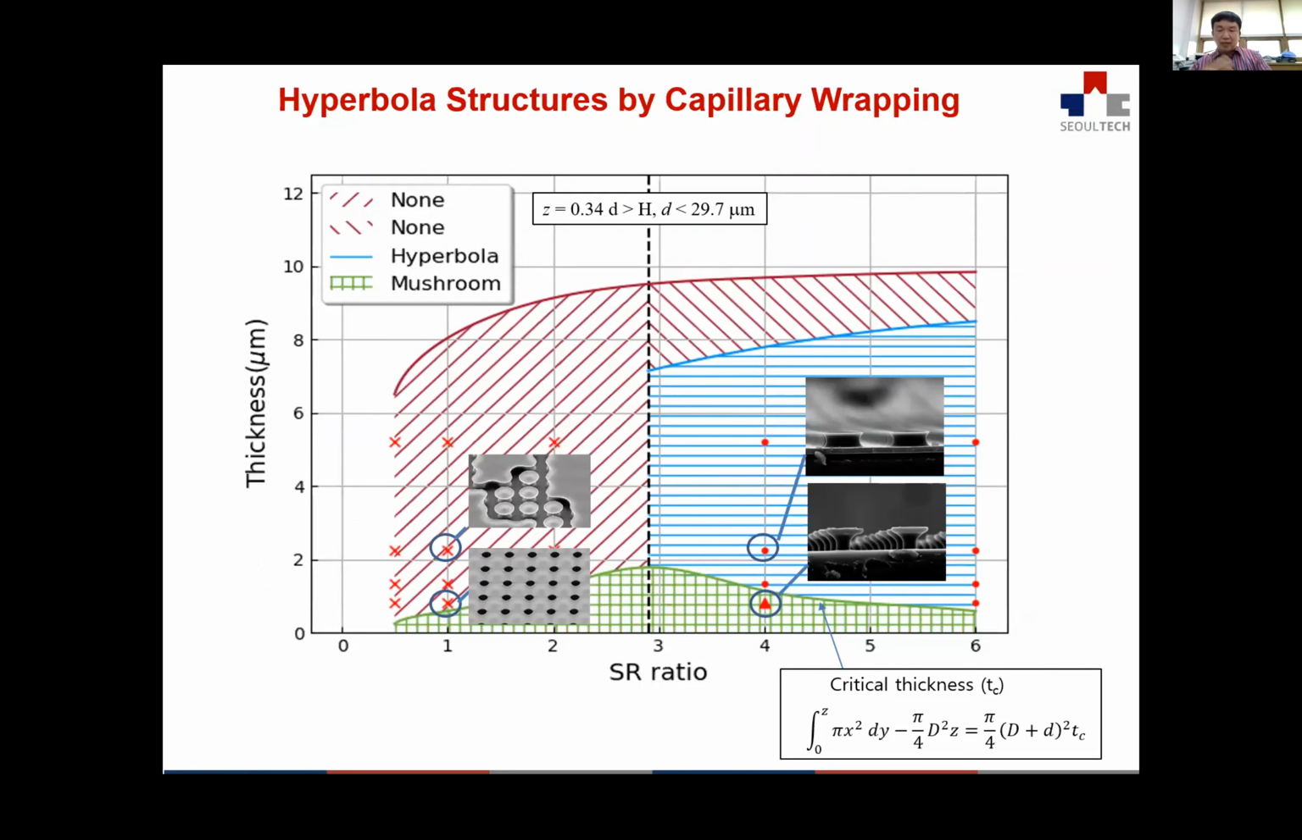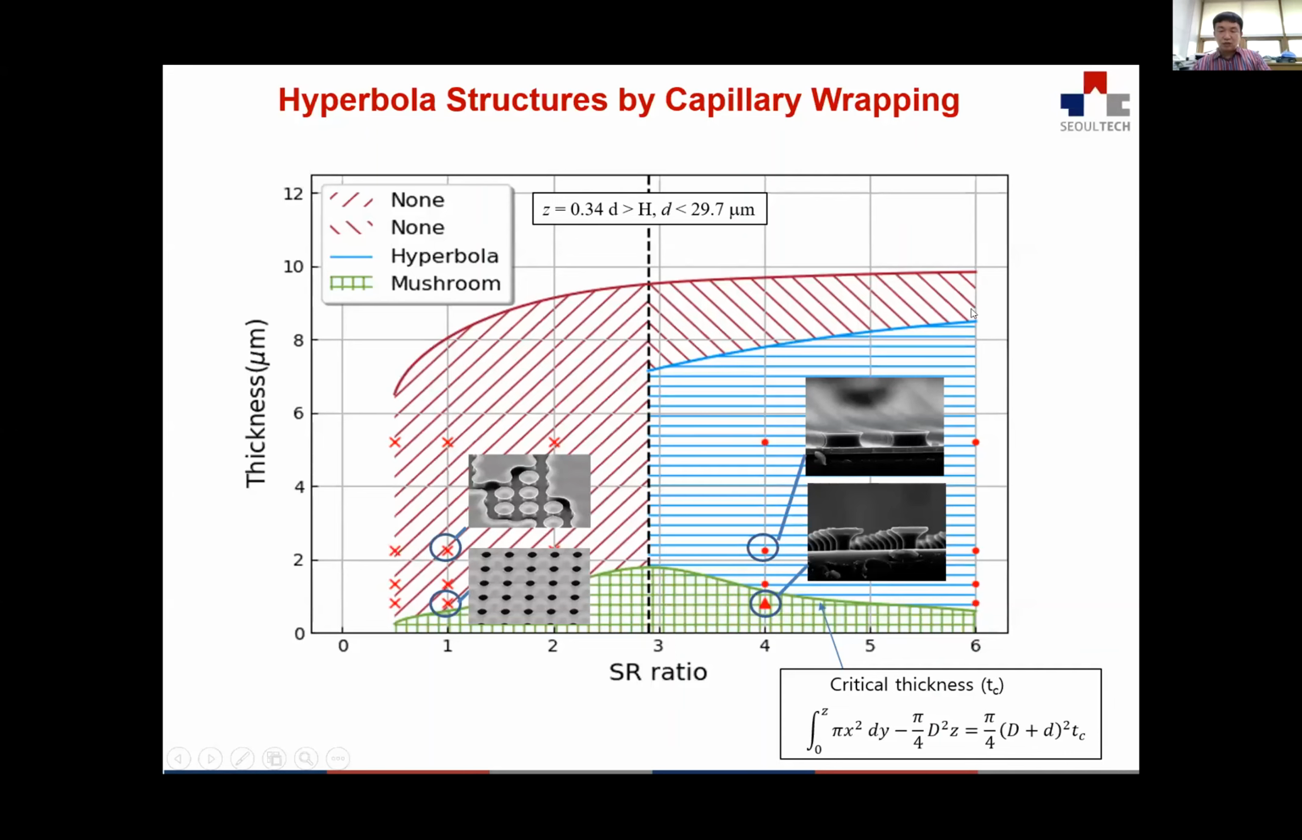From the mass balance, we can get those kinds of graphs, and the red area shows the connected area, and in the green region we can obtain the mushroom structures like this, and also in the blue area we can get the hyperbola structures like this.